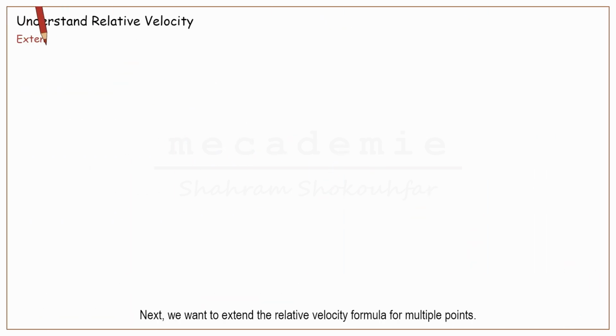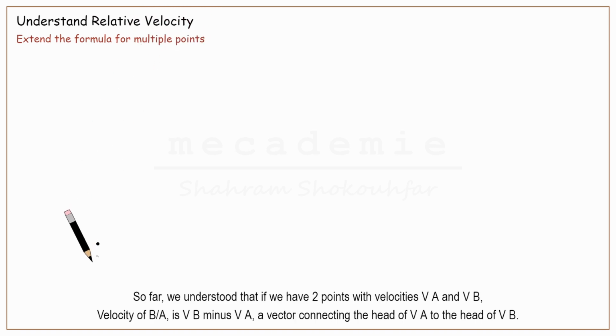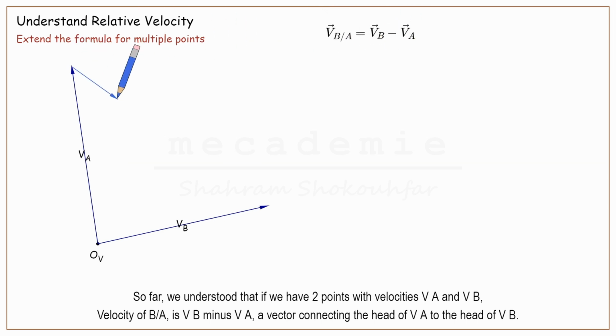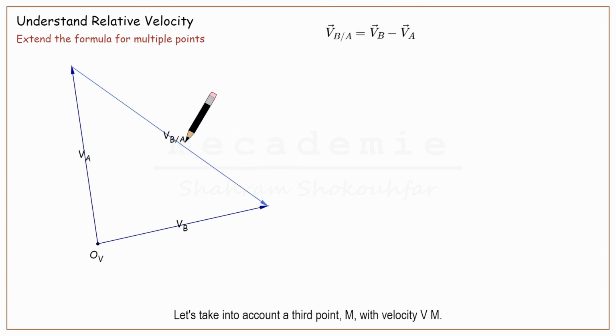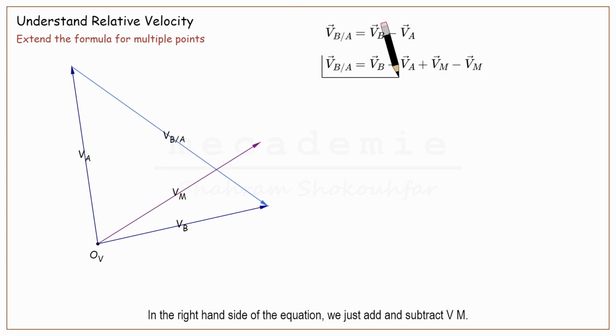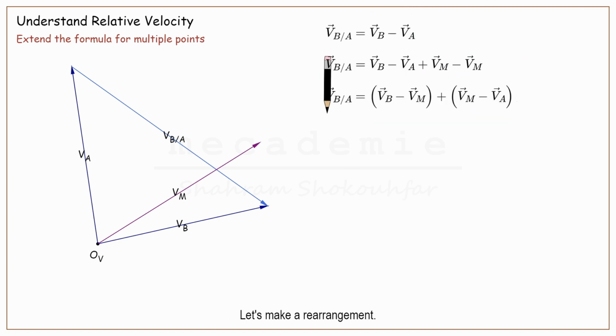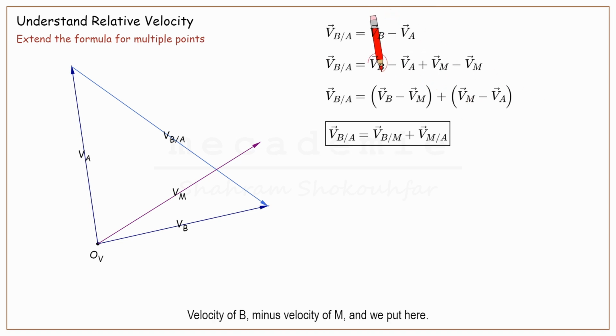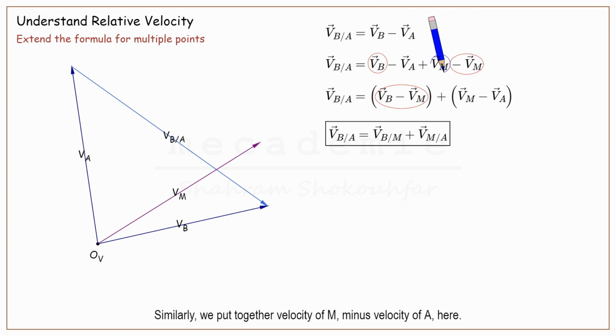Next, we want to extend the relative velocity formula for multiple points. So far, we understood that if we have 2 points with velocities VA and VB, velocity of B with respect to A is VB minus VA, a vector connecting the head of VA to the head of VB. Let's take into account a third point, M, with velocity Vm. In the right-hand side of the equation, we just add and subtract Vm. Let's make a rearrangement. Velocity of B minus velocity of M, and we put here. Similarly, we put together velocity of M minus velocity of A here.